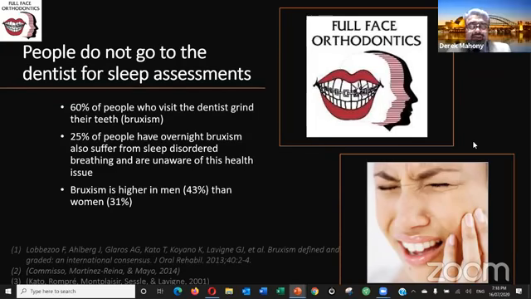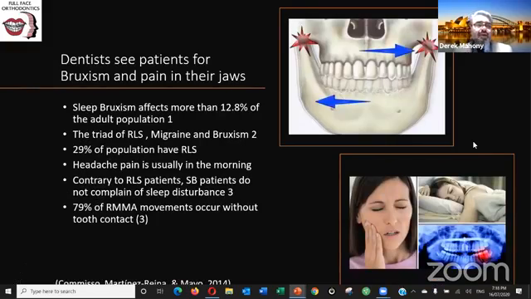But now this slide's interesting. 25% of people who have overnight bruxism also suffer from certain sorts of breathing problems. So if you're just treating the grinding, you're missing a more serious problem in 1 in 4. That's just one way to look at it. But I think I'll whack the next slide on here, right?